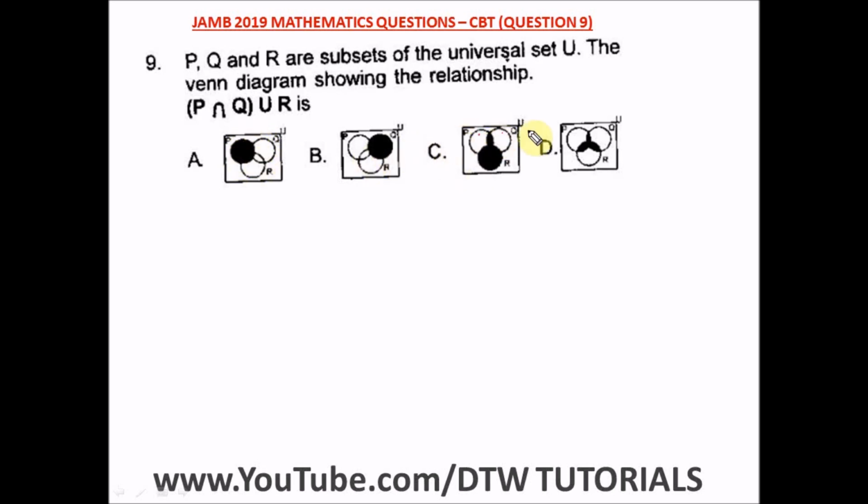All right, the best option here, the right option here actually is option C, which is P intersection Q, then union R. All right, and our right option here is option C.